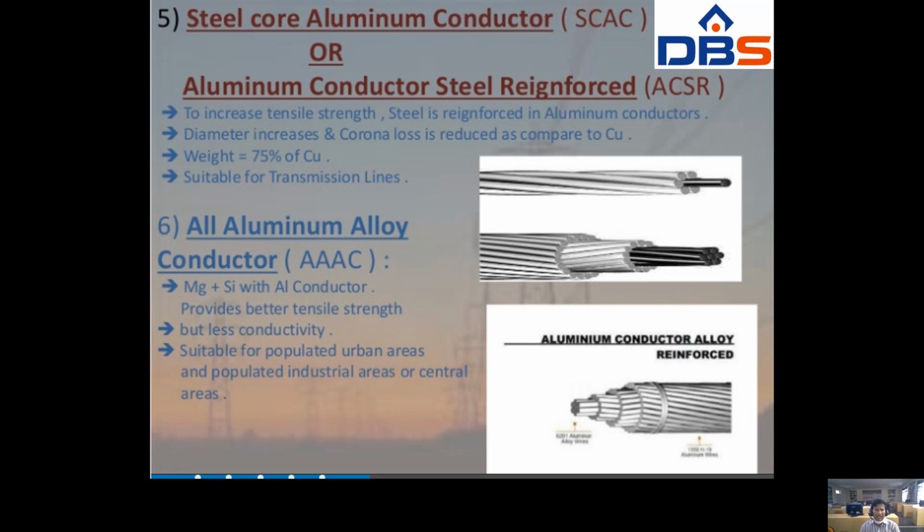Last one, all aluminum alloy conductors. It provides better tensile strength compared to ACSR, but it has low conductivity. That's why it is suitable for populated urban areas and populated industrial areas only, where the density of people is more. But in the overhead transmission system, we are utilizing ACSR conductor, steel reinforced aluminum conductor, or aluminum conductor steel reinforced.